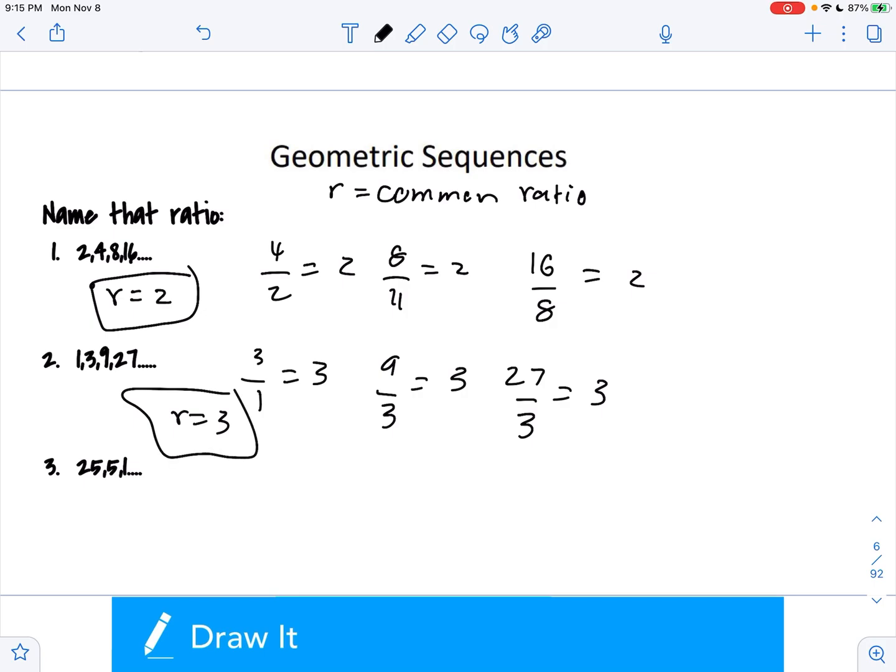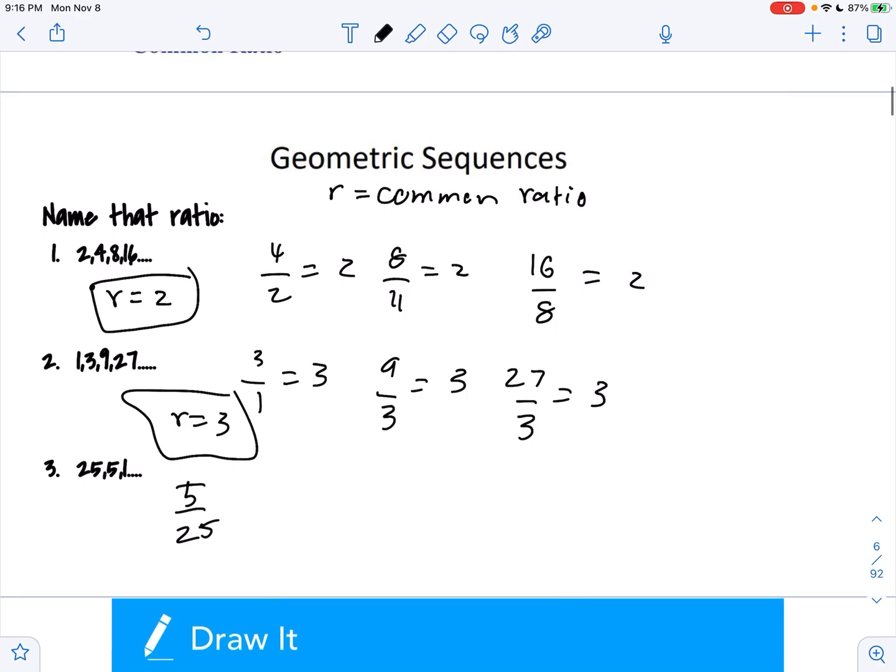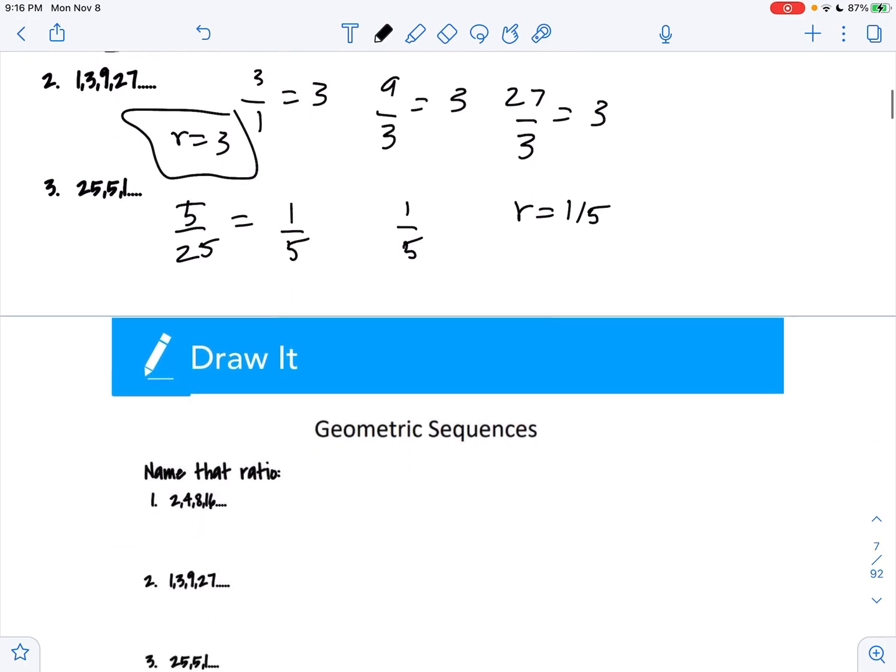Now 25. Now 5 divided by 25. A lot of kids want to tell me this is 5, but it's not. 5's on the bottom, right? So this is 1/5, right? And then I take 1 and divide it by 5, and what do I get? 1/5. So the common ratio in this case would be 1/5. It doesn't just have to be a whole number, it could be a fraction.